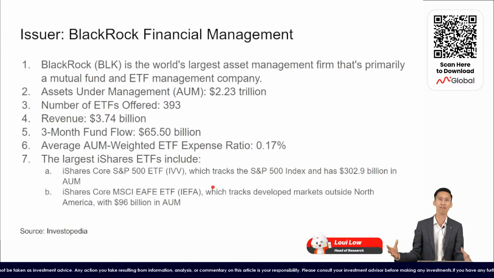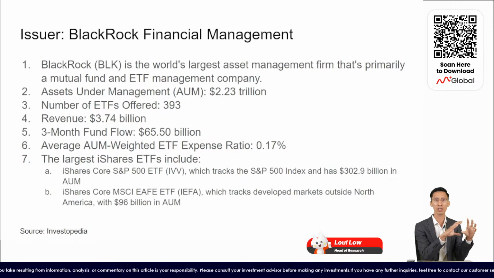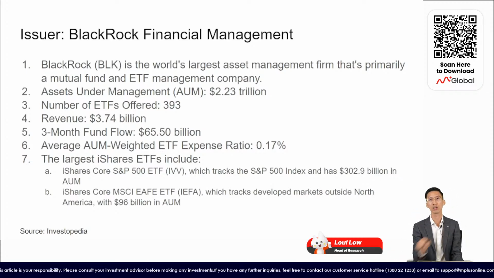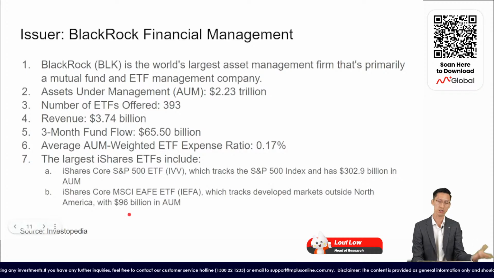Okay, so basically they have gathered 300 billion to put that money into buying the whole S&P 500 index to track it. So you just need to buy. Simply buying into this ETF will get you exposure to these 500 stocks straight away. Another one would be the iShares Core MSCI EAFE ETF, which tracks developed markets outside of North America, and has 96 billion in AUM. So these are some of the top issuers.